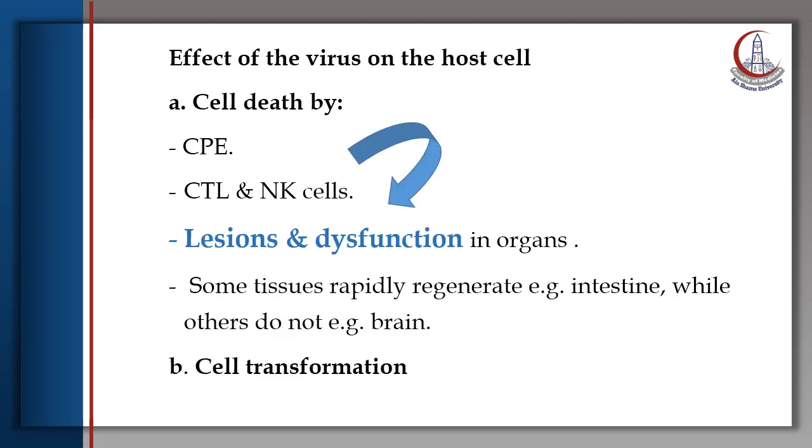Okay, the virus entered the cell and caused certain changes in this cell. It might cause the cell death by the cytopathic effect of the virus on the cell. So the cell can die because of the cytopathic effect of the virus, but it also can die by the effect of the immune response.